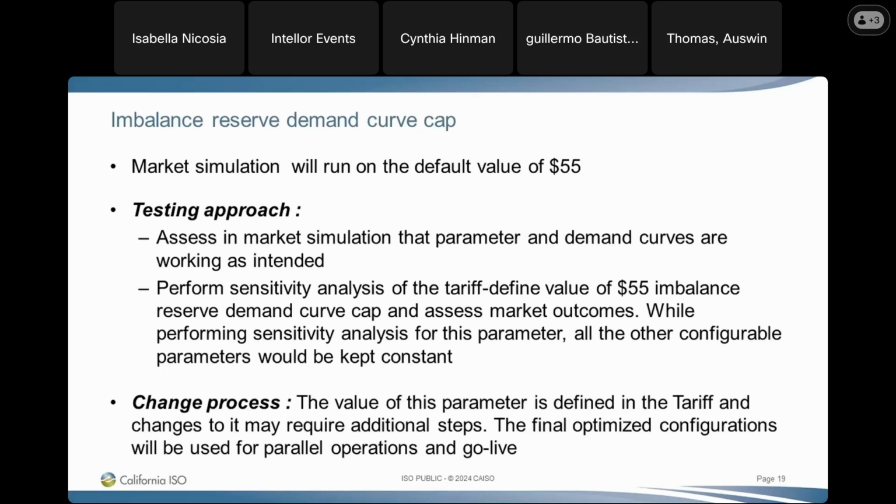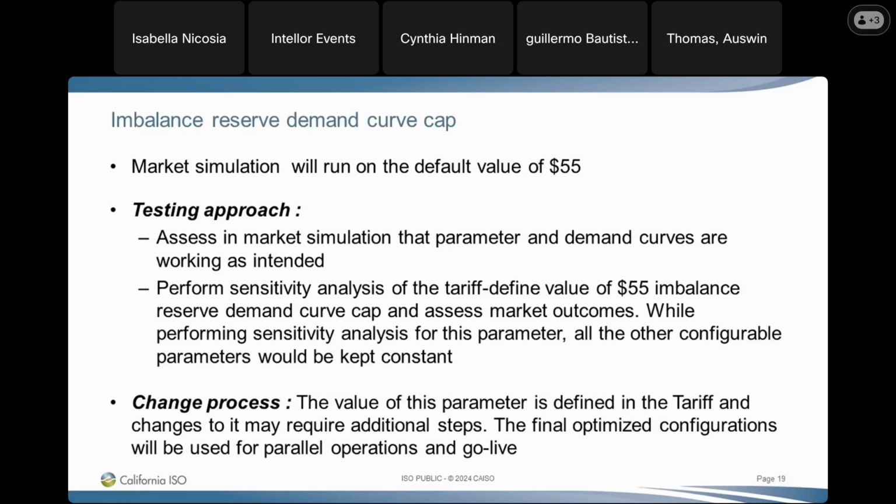The next parameter is the imbalance reserve demand curve cap. The CAISO will calculate separate IRU and IRD demand curves for each hour in the day-ahead market in both directions for each EDAM balancing area. The imbalance reserve demand curve establishes the price of not fulfilling the IR requirement for a particular hour.